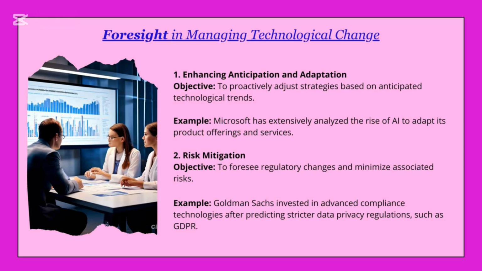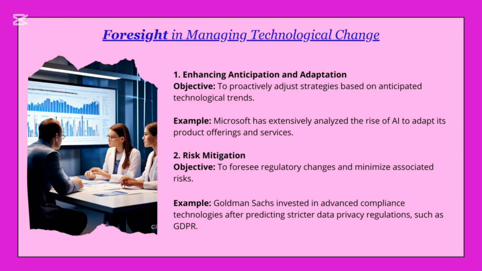Foresight in managing technological change. Number one, enhancing anticipation and adaptation: proactively adjust strategies based on anticipated technological trends. Example, Microsoft has extensively analyzed the rise of AI to adapt its product offerings and services.